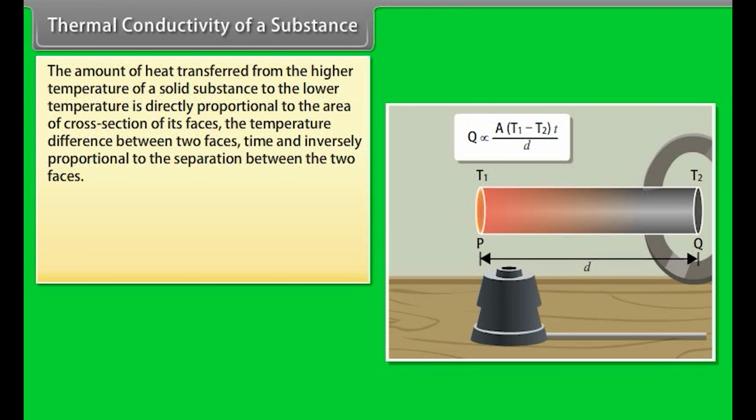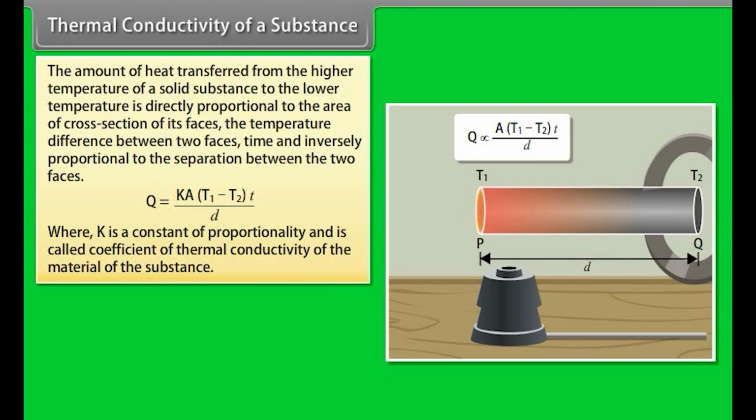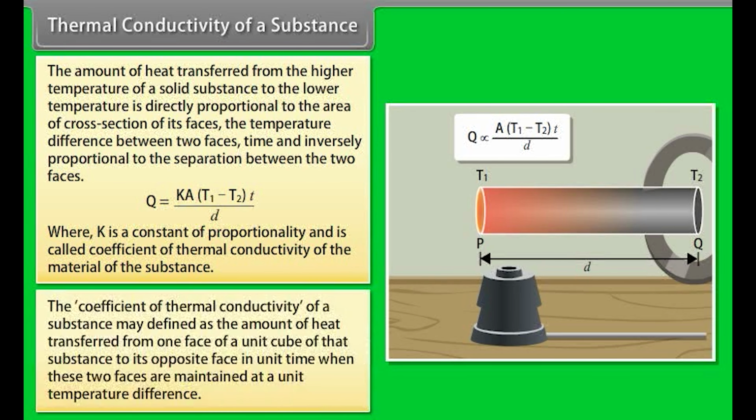It gives Q = KA(T1 - T2)t/d, where K is a constant of proportionality and is called the coefficient of thermal conductivity of the material of the substance. The coefficient of thermal conductivity of a substance may be defined as the amount of heat transferred from one face of a unit cube of that substance to the opposite face in unit time when these two faces are maintained at a unit temperature difference.